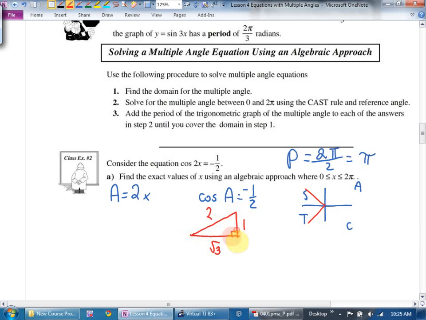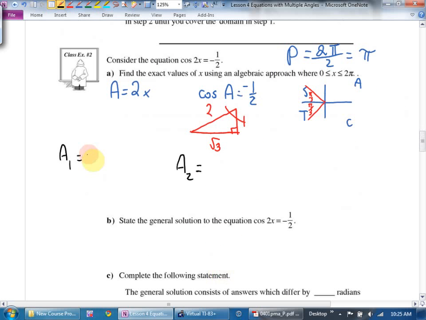Which angle has a cosine of 1 half, the bottom one or the top one? So if I hear you correctly, this is pi by 3 and this is pi by 3. Now, I'm not solving for x. What letter am I solving for right now to make life easier? Can you tell me what A1 is? And can you tell me what A2 is? By the way, this is totally fair game for Valentine's Day, yes? Okay. So what is A1? What is A2? 2 pi by 3? 4 pi by 3.